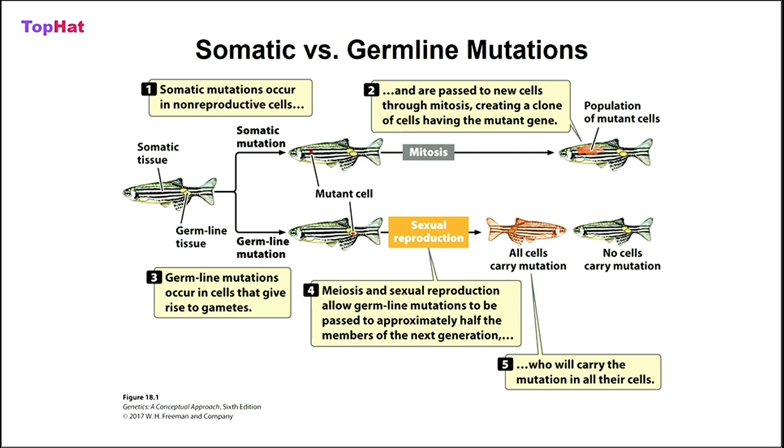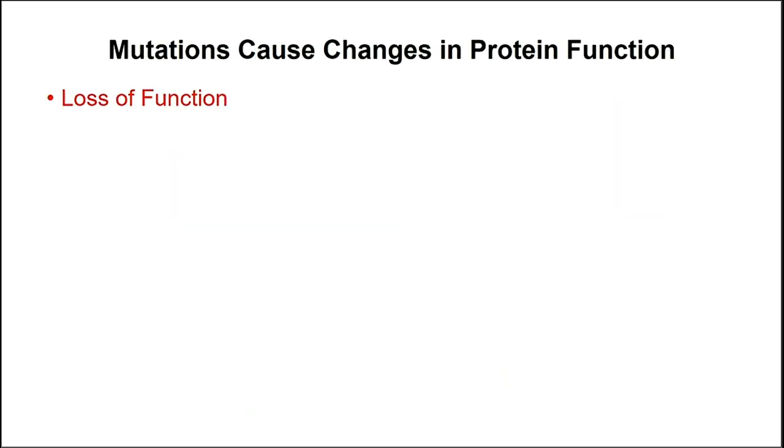So that's one thing to think about, is where the mutation is occurring and whether that mutation can be inherited. Okay. Mutations cause changes, or can cause changes in protein function. We will talk about some examples of how a mutation or a change in the DNA can have no impact. It doesn't actually change the protein at all. But if it does change the protein function, there are two typical ways that this can happen.